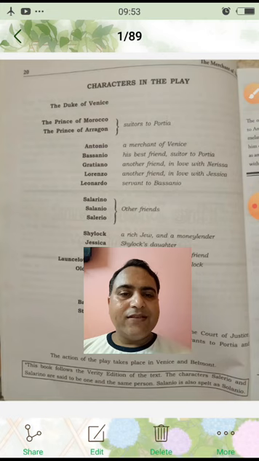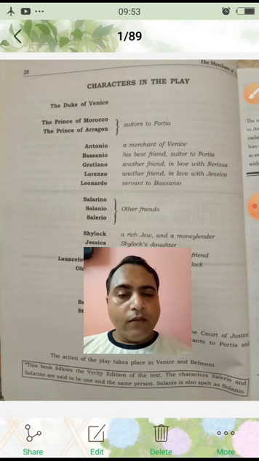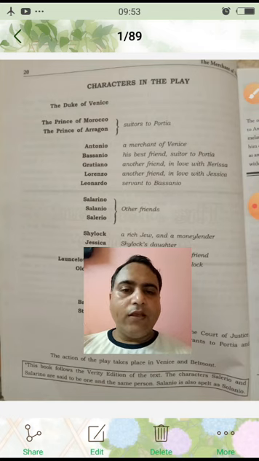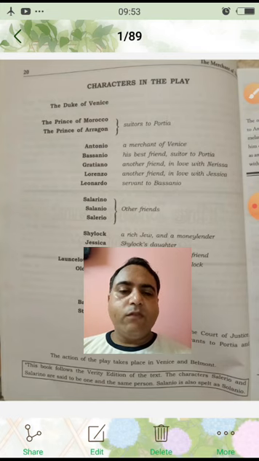So, Antonio is a merchant of Venice. That is on this character's name only, the title of the play is given, The Merchant of Venice. Now, who is the Merchant of Venice in this play? Antonio. And then next character is Bassanio, his best friend and suitor to Portia.